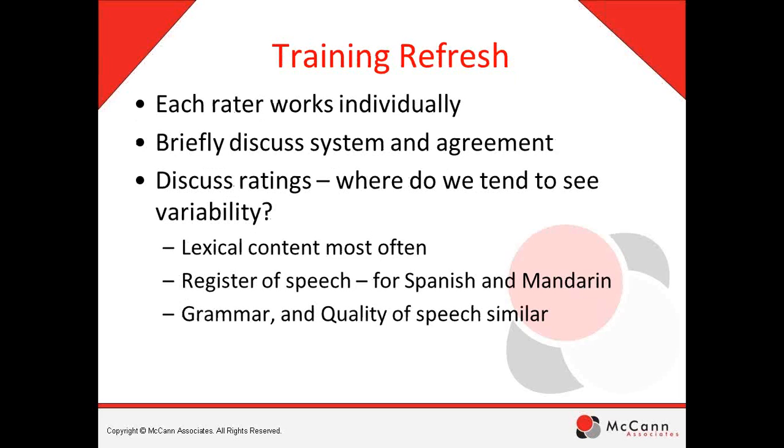Now for some oral reminders on the rating process. Each rater is expected to work individually. We have discussed the rating system and the need for raters to agree. In terms of where we see the greatest variability in the ratings, we need to be clear that overall raters demonstrate strong, consistent agreement across all rating activities. If there is one area where there is slightly more variability, it will be in the domain of lexical content. Grammar, register, and the quality of speech are similarly consistently rated.